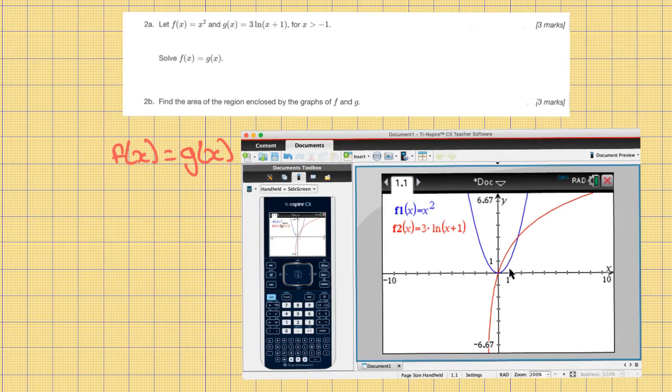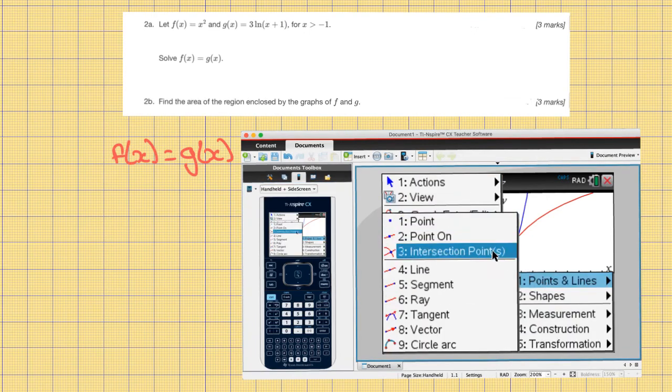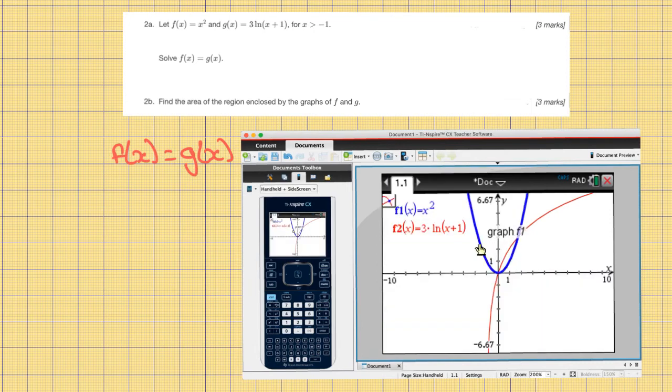Now you can find you've got two sets of intersection points. You can find them all together. So menu, geometry, points and lines, points of intersection. Then touch one graph, then touch the second graph, and there are your points of intersection, 0, 0, and 1.74, 3.2. So our solutions are x equals 0 or x equals 1.74.